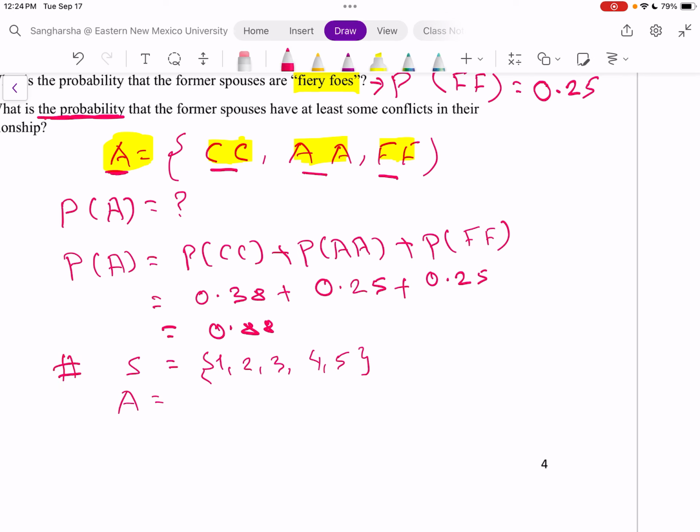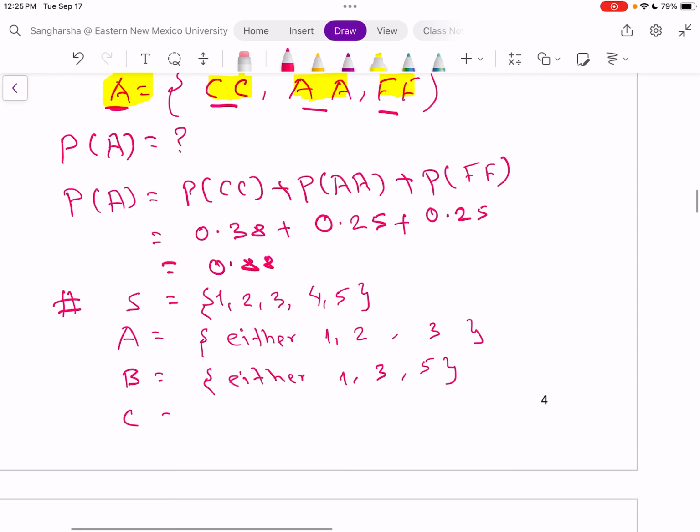There is an event A, and the event A is either 1, 2, or 3. Event B is either 1, 3, or 5. We haven't used "or" yet, so let me use commas here. And we have event C, and event C is: 4 does not occur.